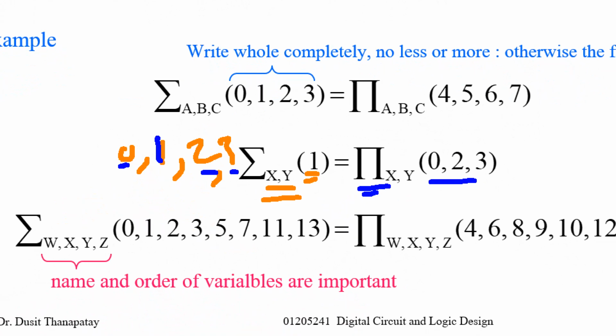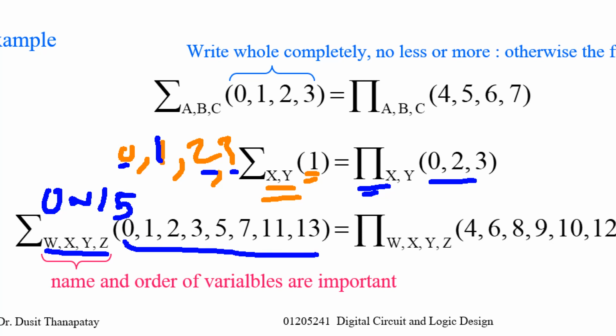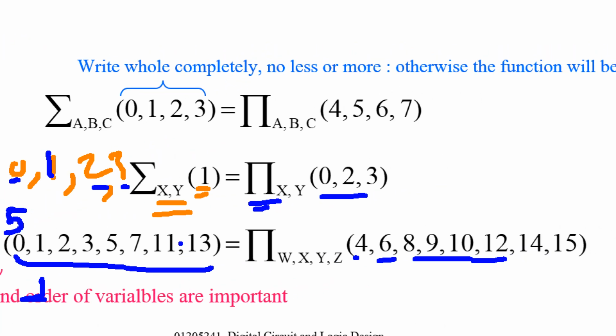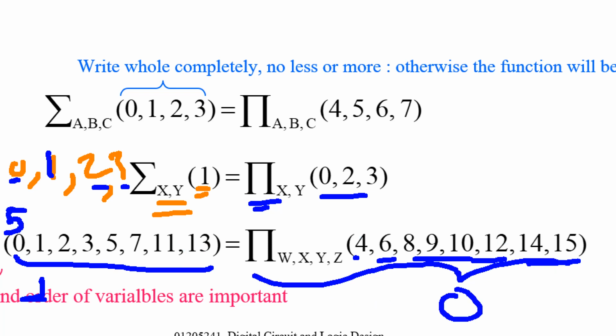Or for this example, there are 4 variables, right? 4 means 16 combinations, 0 to 15, for all possible input values. Among these, this set makes the output 1. That means the left values, namely 4, 5, 6, 7, 8, 9, 10, and 12, 13, 14, 15, make the function 0.